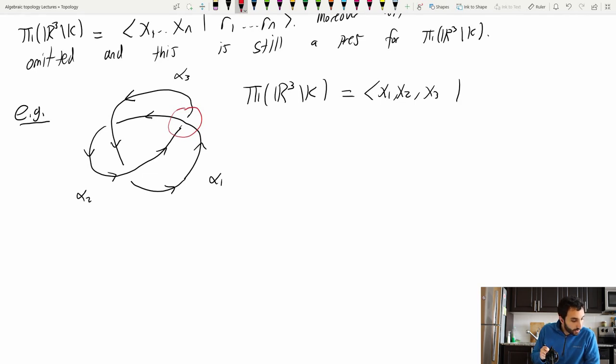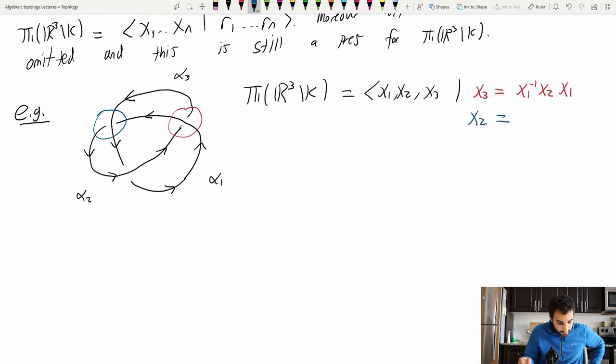And what do I have there? Well, alpha 2 is turning into alpha 3. So I get x3 is equal to x2 conjugated by x1 negatively. It was a negative crossing. Great. Next crossing. If I turn this top strand counterclockwise, again, things are going to clash. And what's happening is alpha 1 is turning into alpha 2. And so x2 is equal to x1 conjugated by x3 negatively.